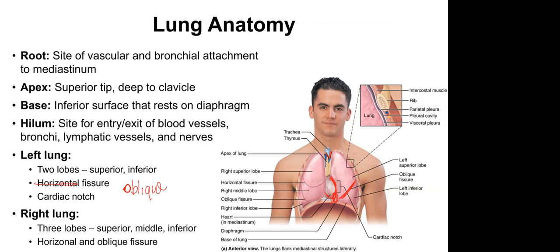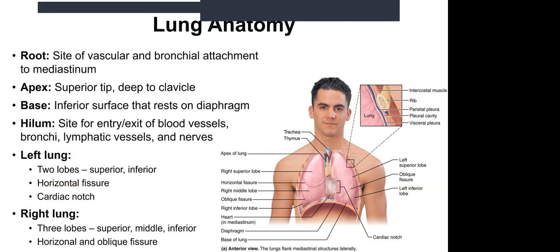The right lung alternatively has three lobes. So we have a superior, a middle, and an inferior lobe. And it has both a horizontal fissure, which you can see is going horizontally, and an oblique fissure. And oblique just means at an angle. So that is lung anatomy.